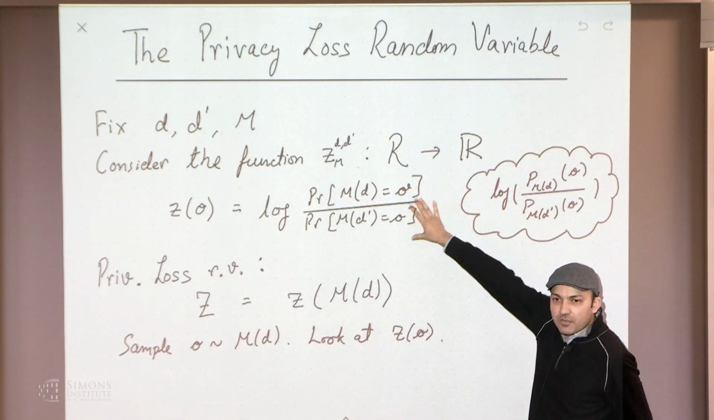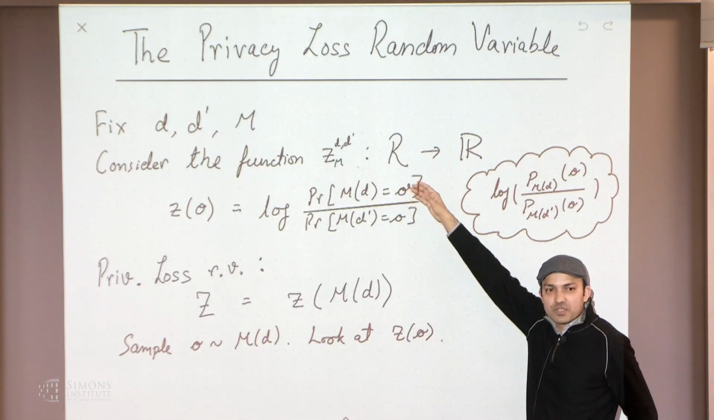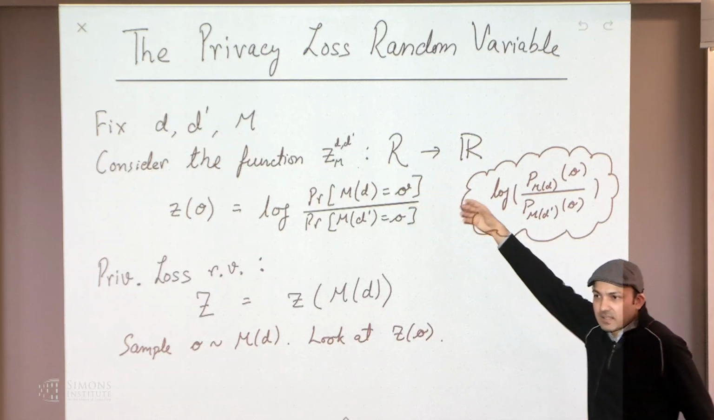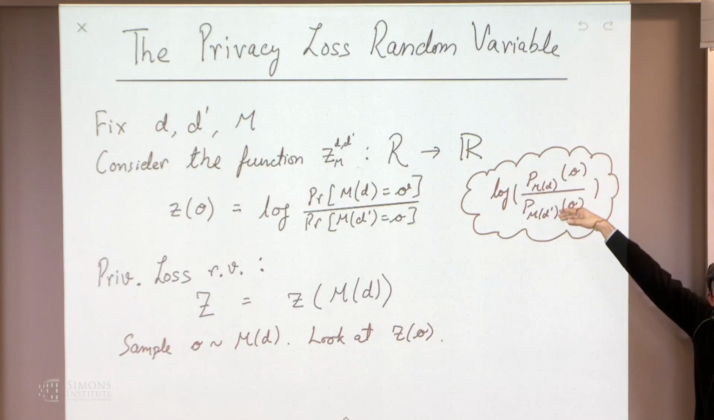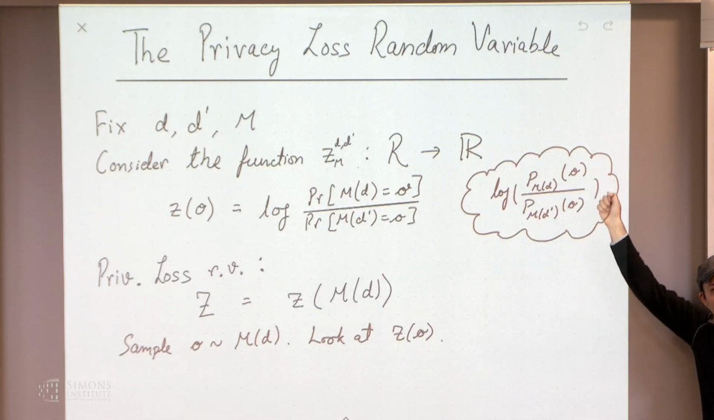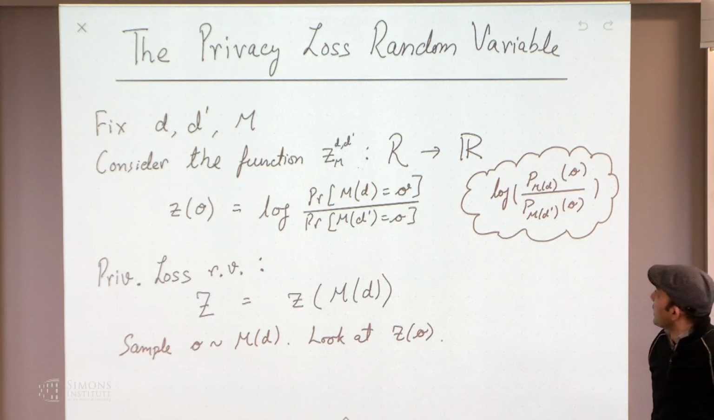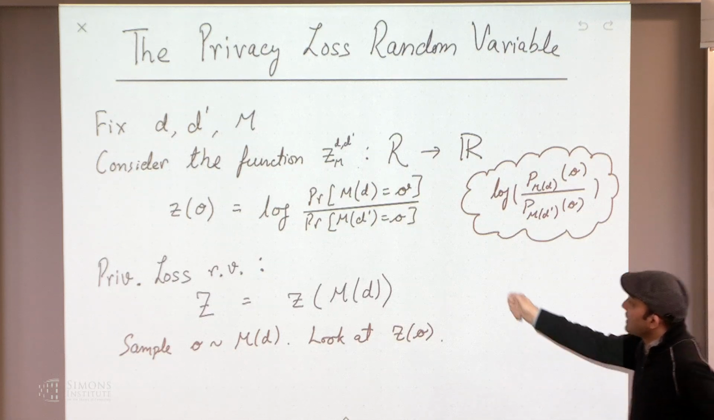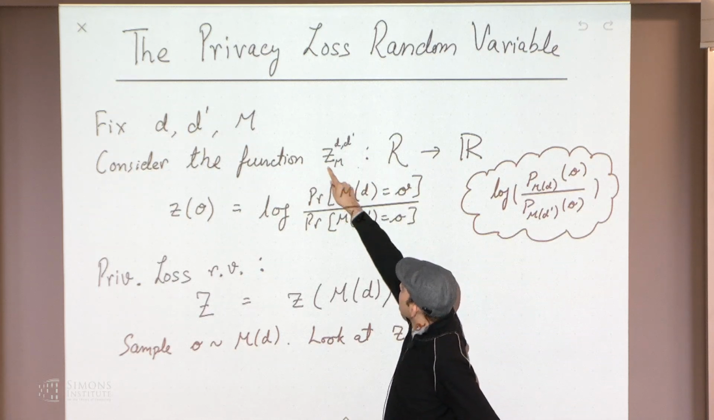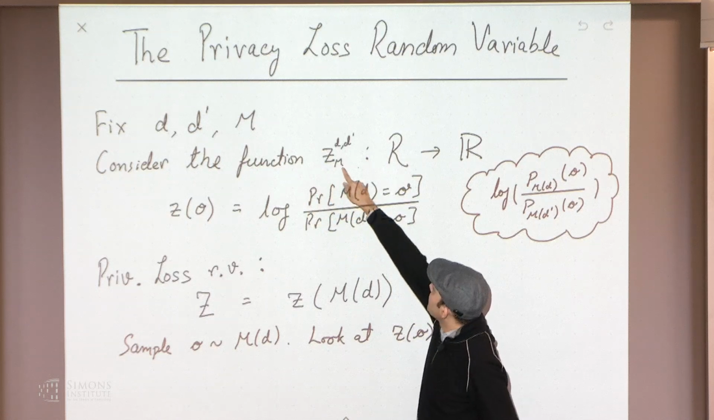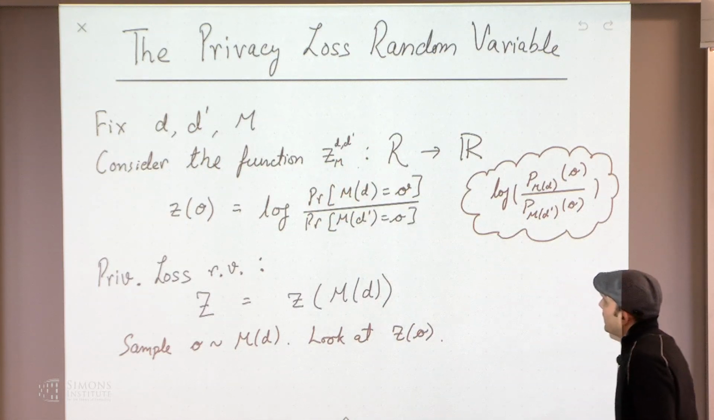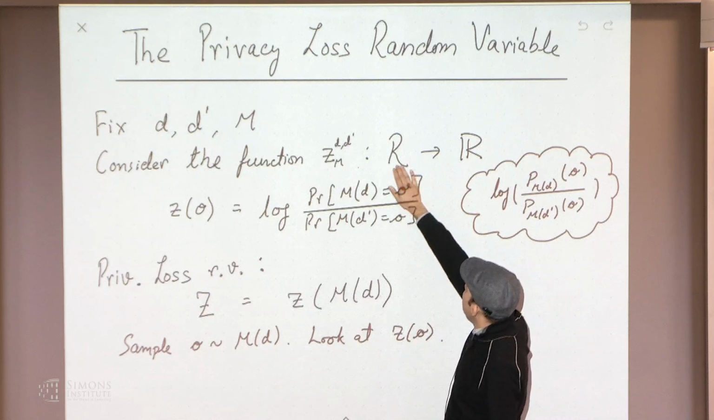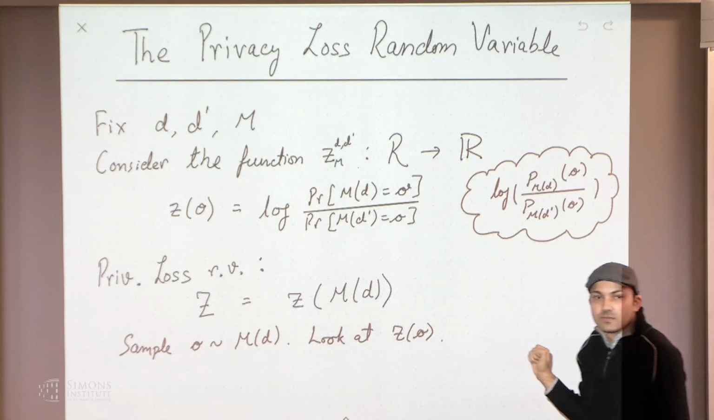This definition makes sense when the output space of the mechanism, R, is discrete. When it's continuous, we look at the ratio of densities at some point O. Okay, so that defines a function z. Note that z is a function of M, D, and D prime, though we will omit these when convenient. The z maps any output to a real number.